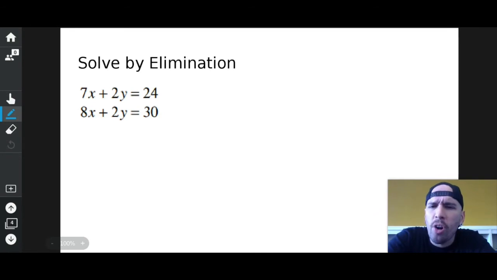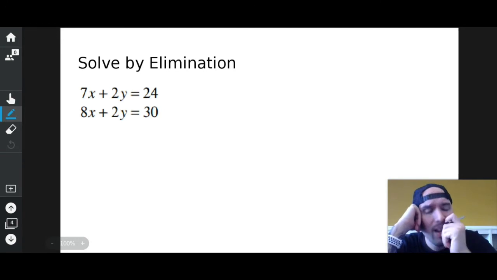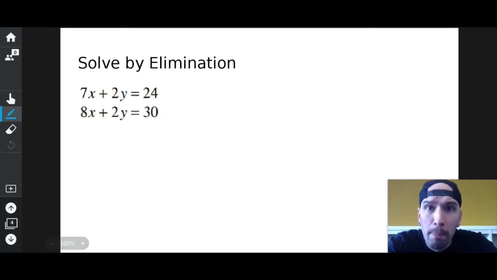Well, the x's are already stacked up. The y's are stacked up. The numbers and equal signs are stacked up. I have a 2y and a 2y. However, both of them are positive. What I need to do is I want one of them to be negative. How can I make one of them negative? That's right. I can multiply one of them by negative 1.